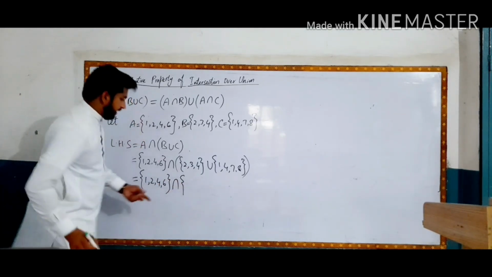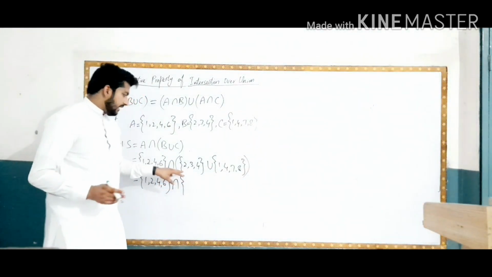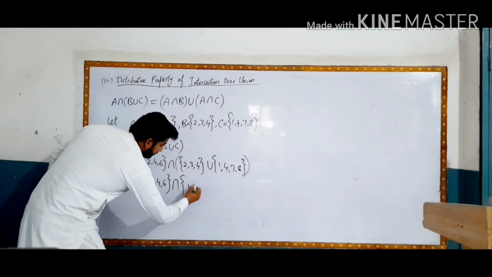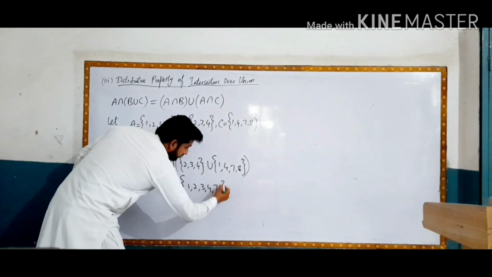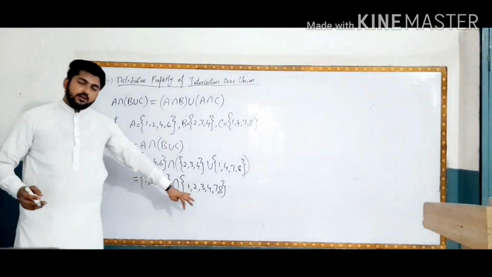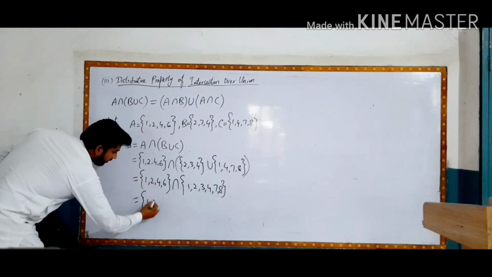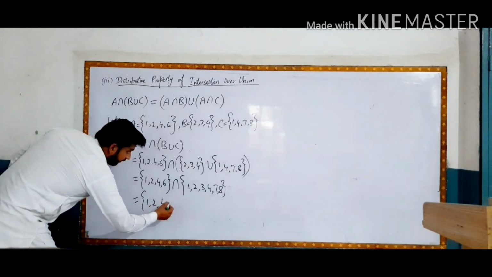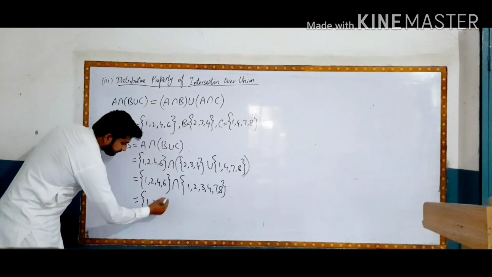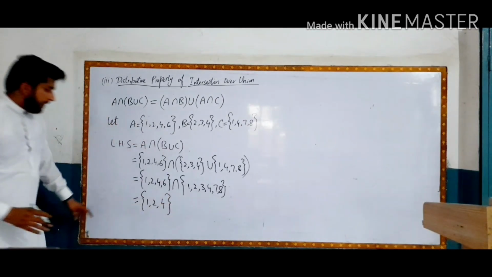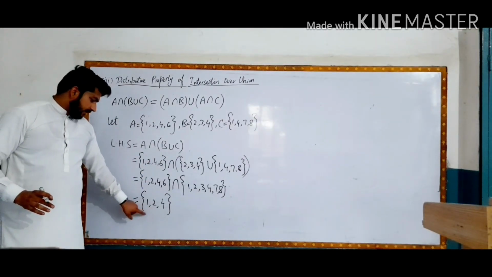So the first set is the same as it is, 1, 2, 4, 6, intersection. The union is a set that contains the elements of both sets. So 2, 3, 4, 7, 8 and 1. Now we have to take the intersection of these two sets. So the intersection of these sets is 1, 4, only 1 and 4. So the left hand side of the property is a set which has elements 1 and 4.